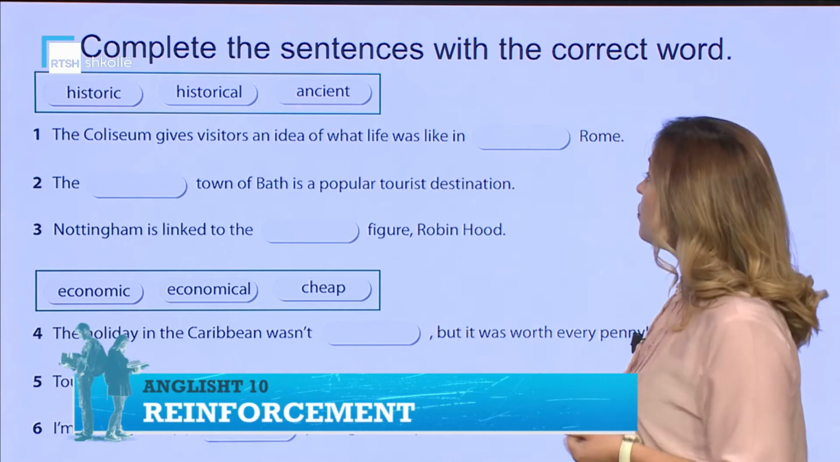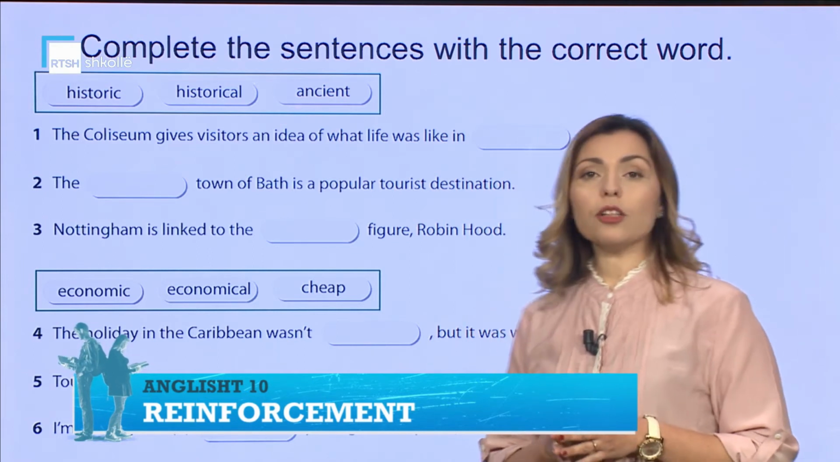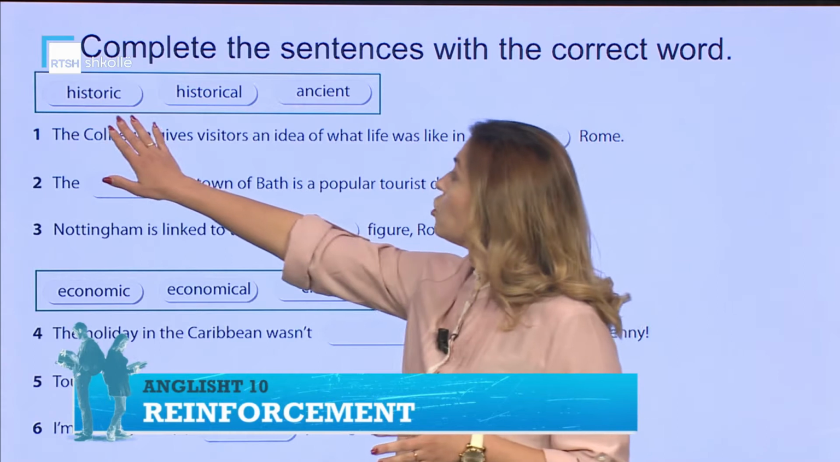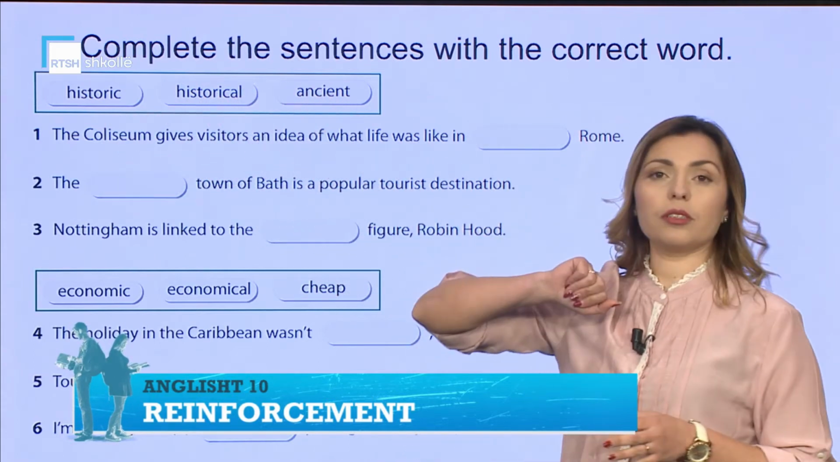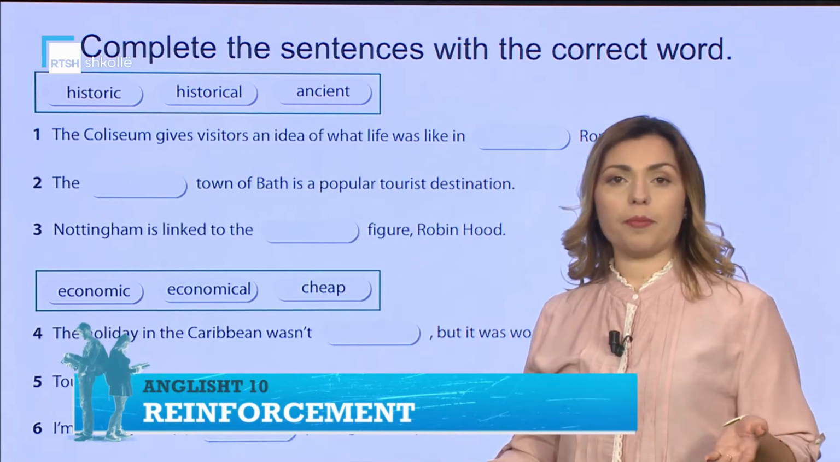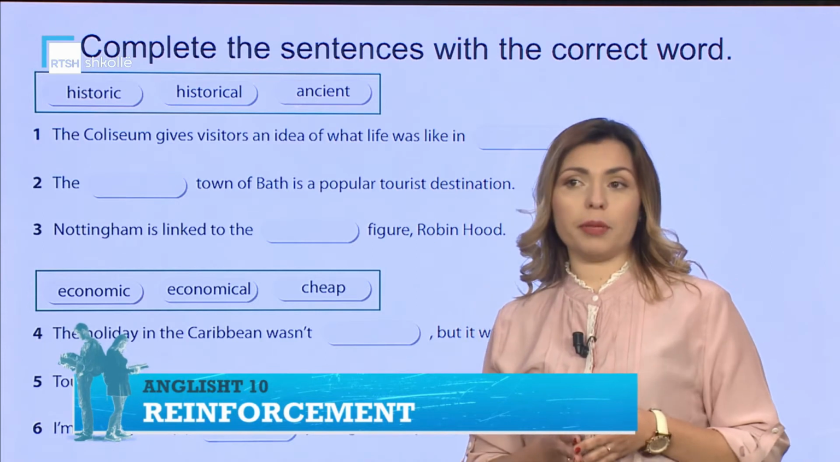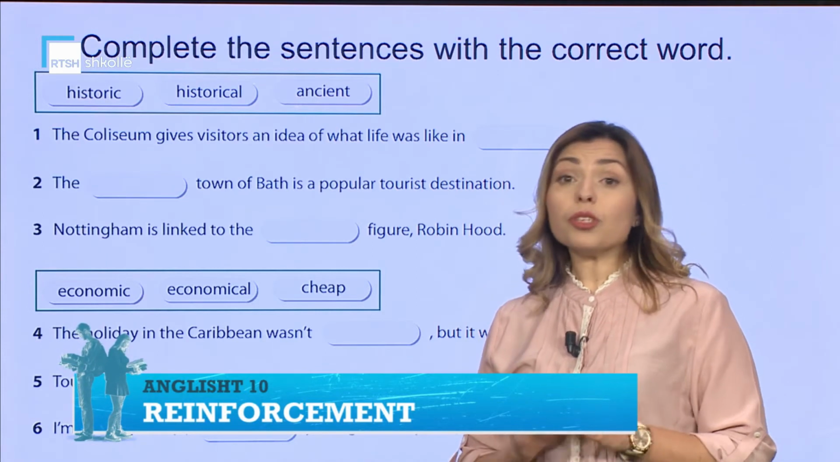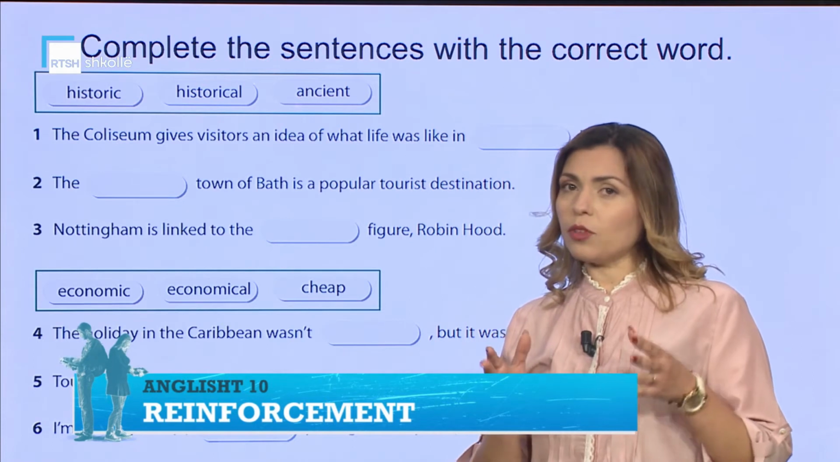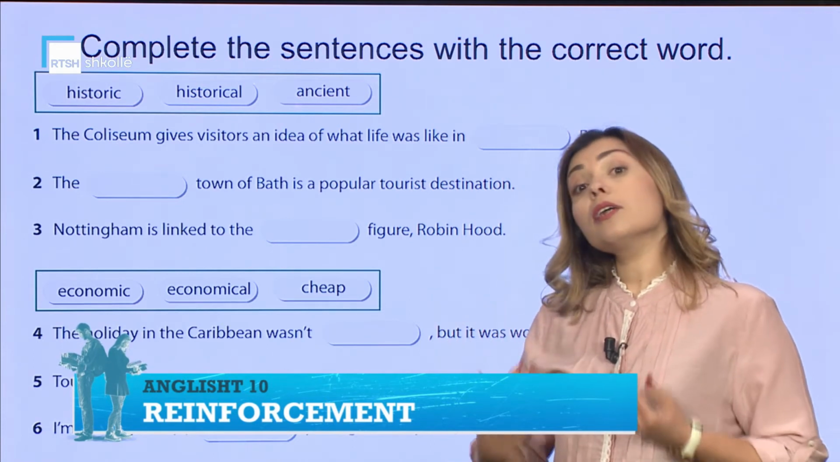First of all, I would like you to take a look at these words: historic, historical, and ancient. They seem the same, but they do have different meanings. So this is what we're going to see together today. We said we are reinforcing, we're going a step further.